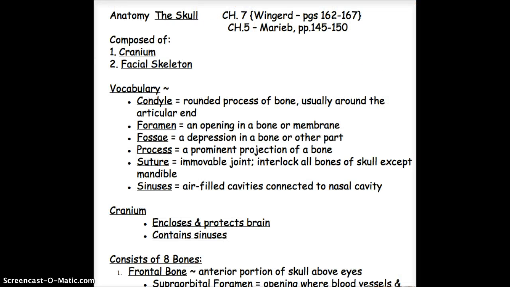All right. When we talk about the skull, basically it's two parts. It's the bones of the cranium and then the bones of the facial skeleton. Some of the terms that you're going to need to know would be condyle, foramen, fossa, process, suture, and sinuses. So make sure as you're learning all this terminology that you understand what those words mean, because it'll definitely make a difference in understanding the lecture.